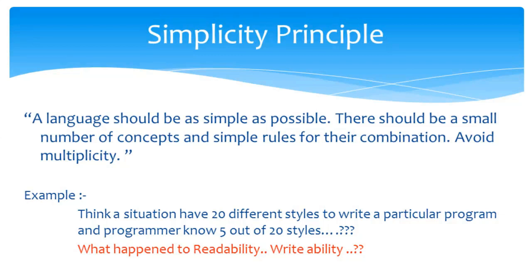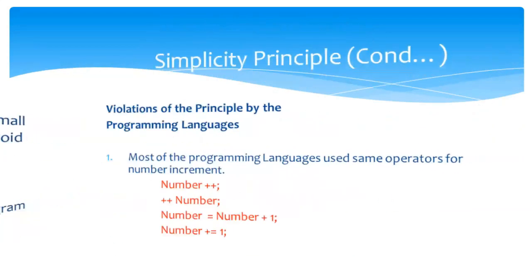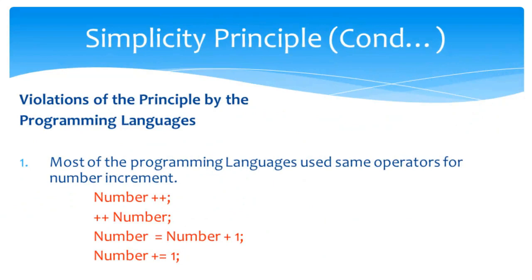Think of this example. Think of a situation with 20 different styles to write a particular program and the programmer knows 5 out of 20. What happens to readability? What will happen to writability? Both will reduce. Though the situation is like this, most programming languages violate this simplicity principle.